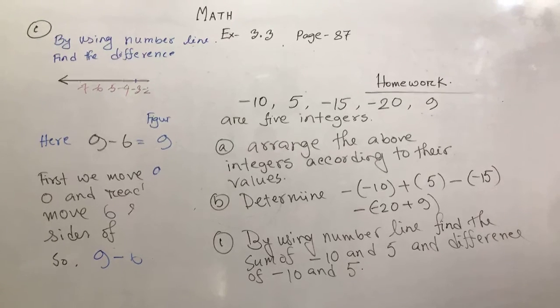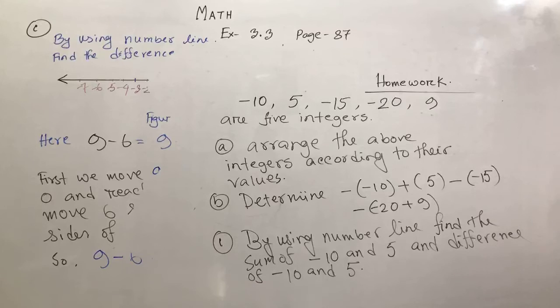So the second question is, determine minus 10 plus 5 minus 15 minus first bracket minus 20 plus 9. By using number line, find the sum of minus 10 and 5 and the difference of minus 10 and 5. Dear students, if you have any more questions, you will get to ask in the next Zoom class. Hopefully see you again in the next Zoom classes.